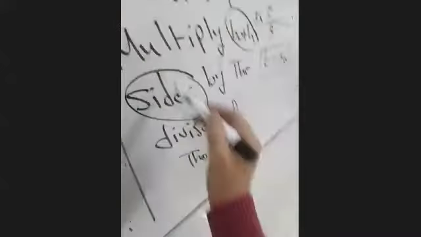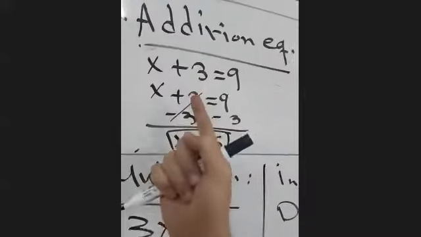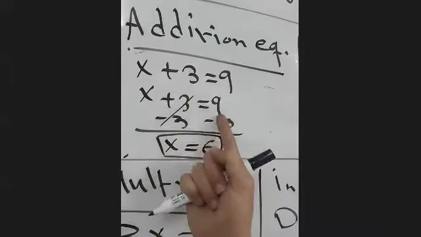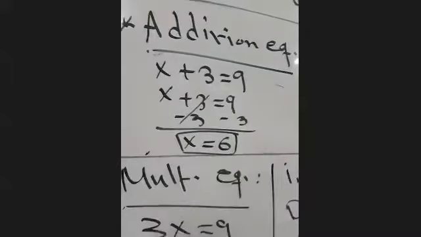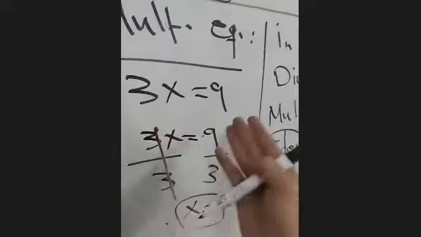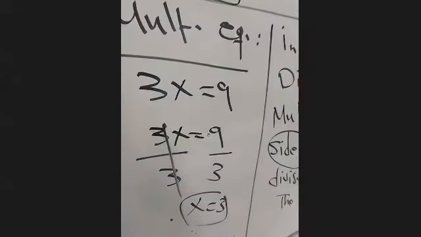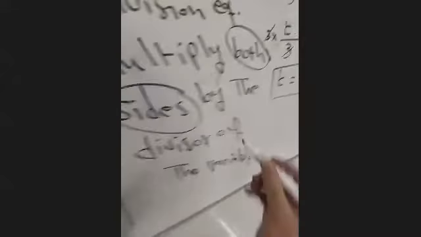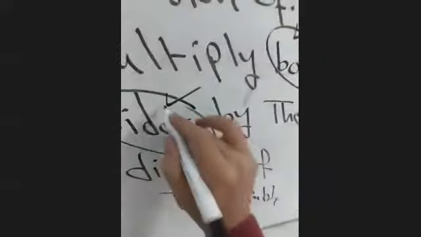Got it? Yes. That's why I always focus on the two words, both sides. Always. Look here. Subtract in both sides. If you subtract in one side and not the other, then the equal won't be valid. If you divide in one side, the 3 goes with the 3 and the 9 is still 9, which is wrong. Got it? Yes. That's why I always need to say both sides. It's important.